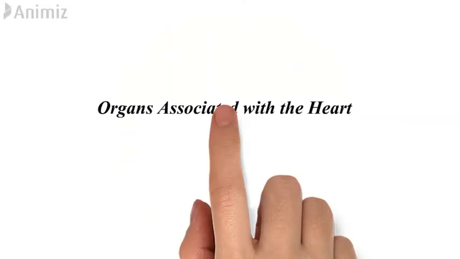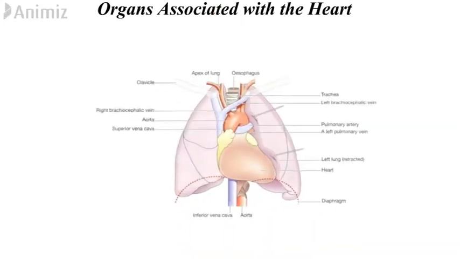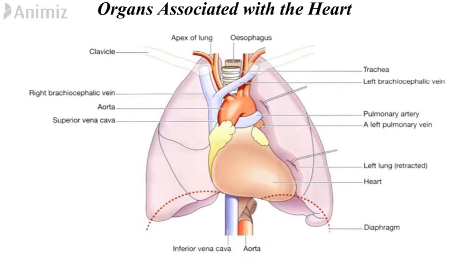So with the help of this diagram, we can see the organs which are associated with the heart. You can see over here we have the aorta, then we have the superior vena cava, inferior vena cava. Then we have the right and the left lung. We have the esophagus, trachea. So these are the different organs which are associated with your heart. So this completes your first learning outcome.